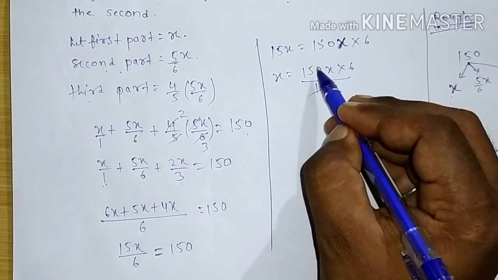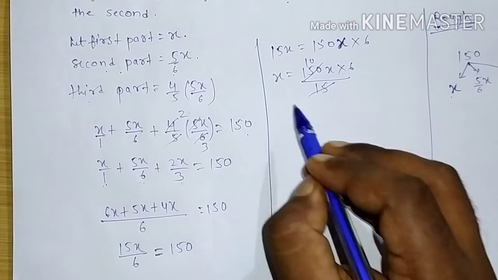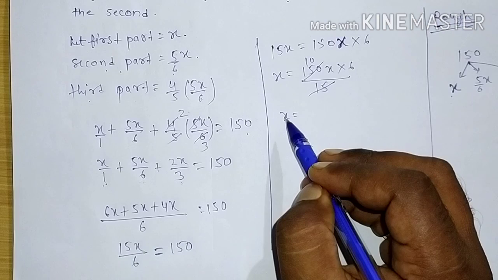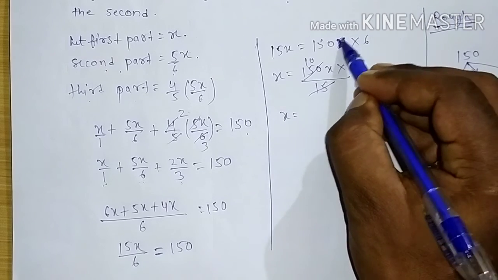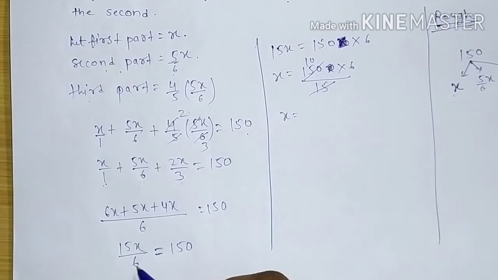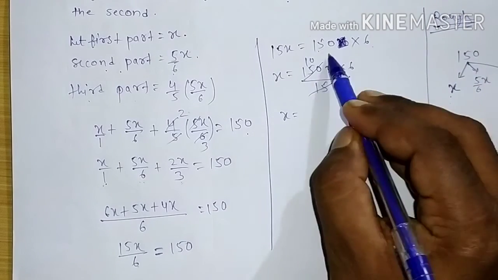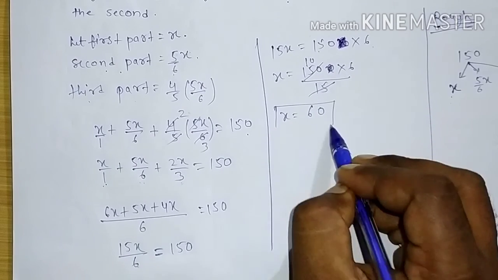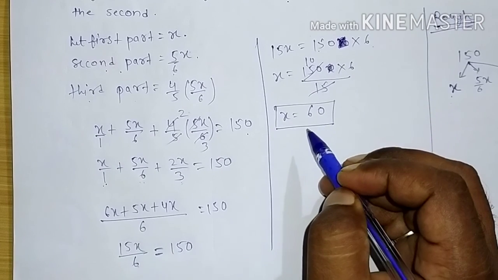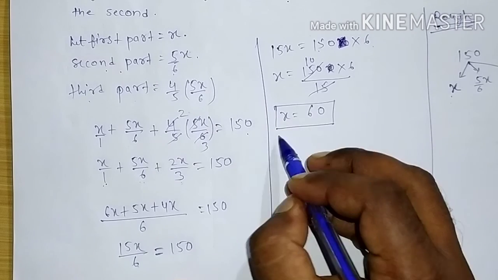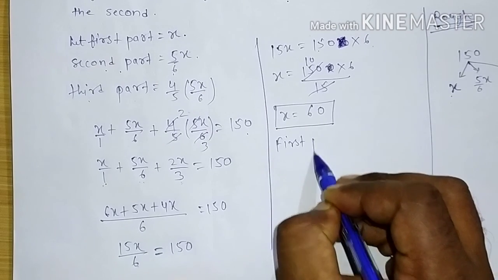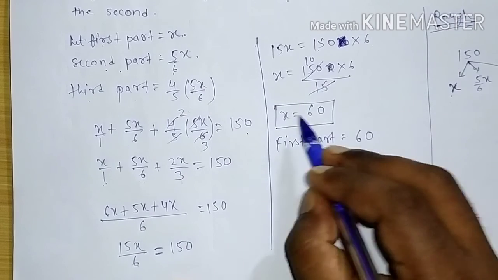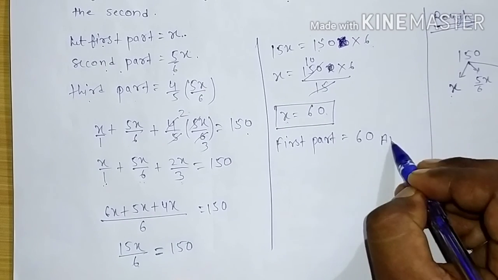Now 15 and 150 cancel out. This is 10. So x equals 6 into 150. So 150 into 6 is written here. Now 10 into 6, that is 60. Now x equals 60. Here we can find all these 3 parts. So the first part equals x. So 60 is the answer. So x is equal to 60.